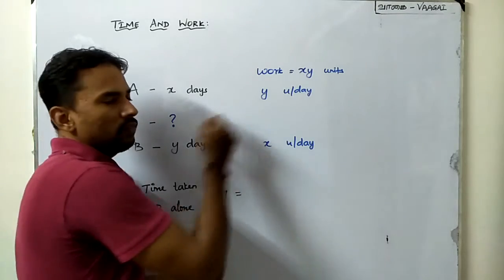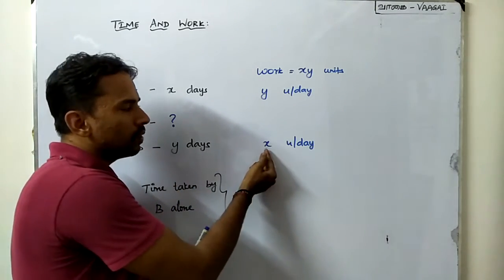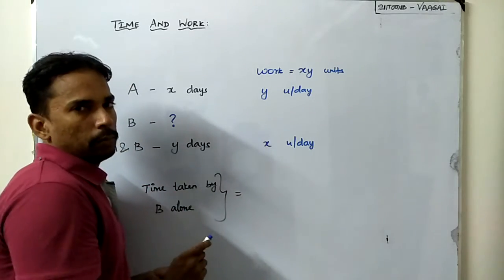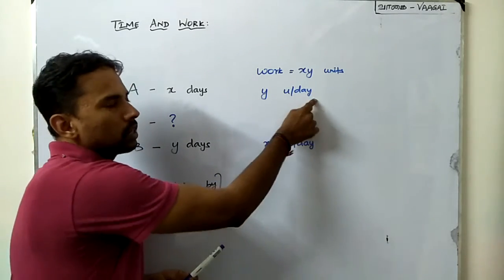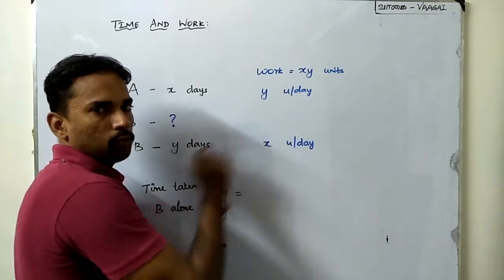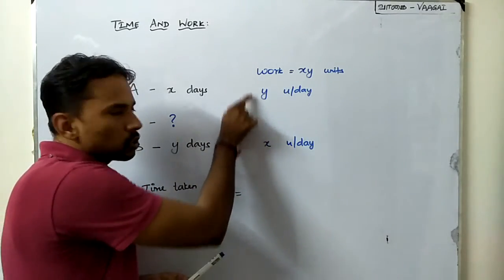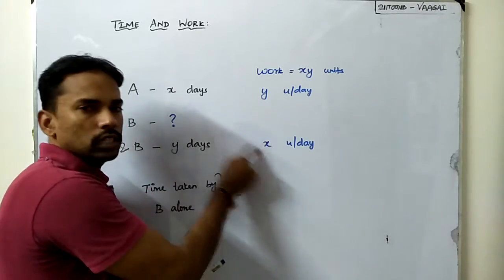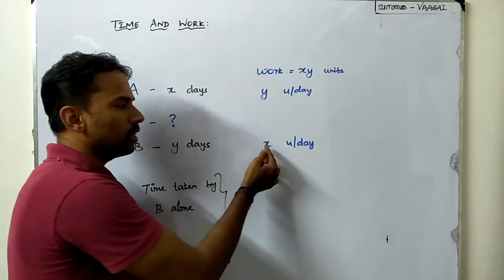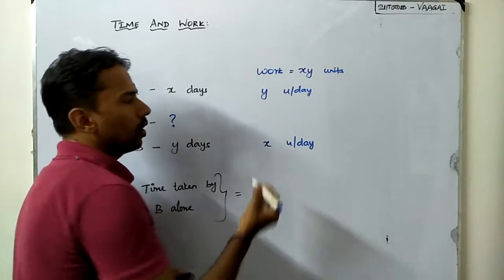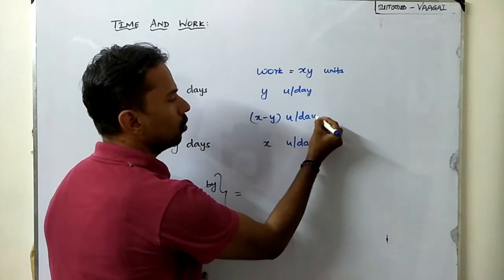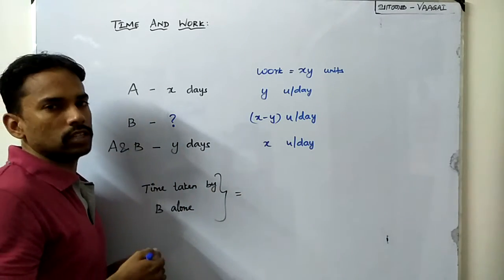To find it, we can simply take the difference between X and Y. That is, we have to do X minus Y, because A alone can do Y units in one day, and B alone can do some units in the same one day. Together they give us X units per day. So if I want to find B's efficiency, I can subtract one from the other. So it is X minus Y units per day. This is the efficiency of B.